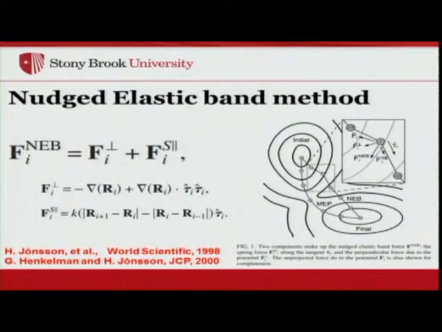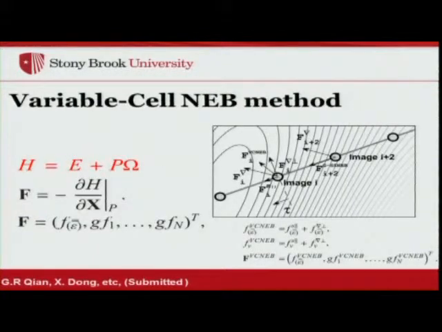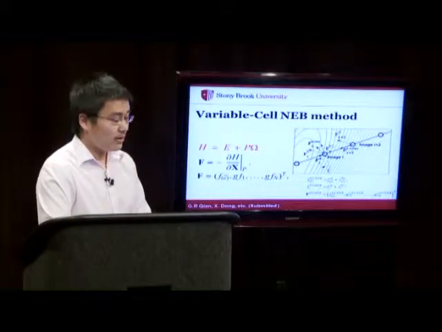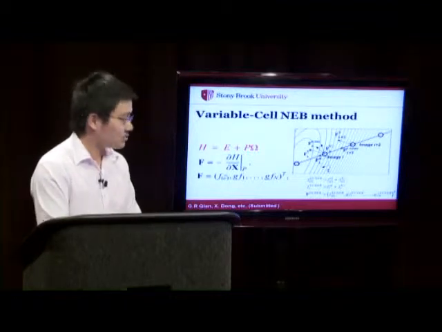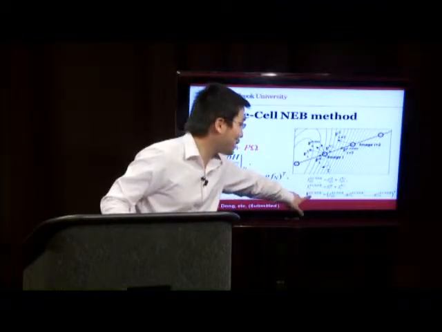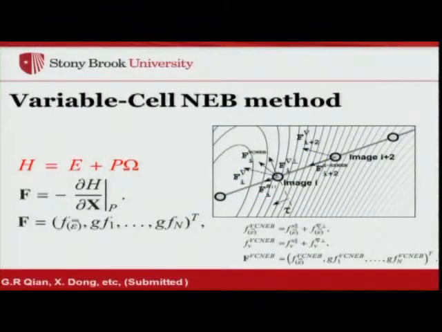But this method can only treat phase transitions without any cell transformation. So we proposed the variable Cell NEB method. We study not only the energy surface, but also the enthalpy. The potential force can be divided like this, and we can then couple the cell lattice and the atoms. The NEB force can be described like this. With this variable Cell NEB method, now we are ready to study reconstructive phase transitions.